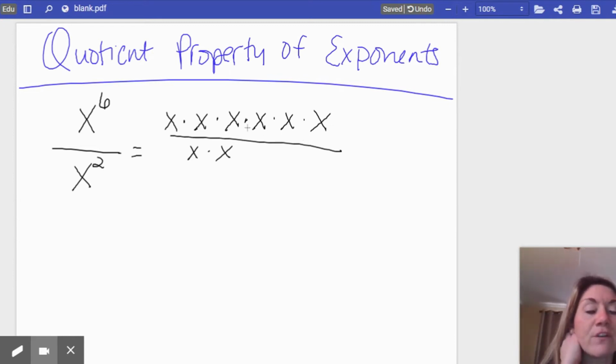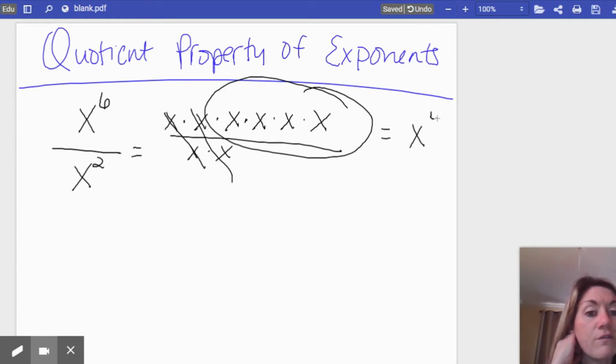And we're multiplying everything that has the same base. So if I have x on top and x on bottom, x divided by x is 1, so they cancel out. And here I have x divided by x is 1, so that cancels out, which leaves me with x to the 4th in my numerator.